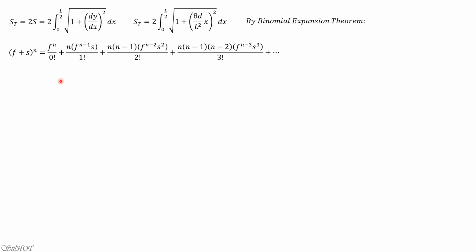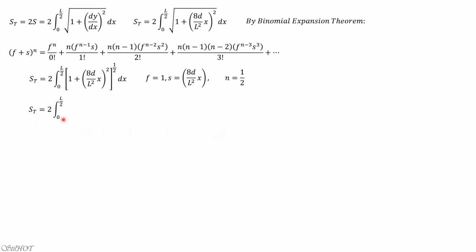then the succeeding terms will be negligible. So simplifying, the first term is f to the n, the second term is, so this is the original binomial, so n is 1 half, so substitute the value of n here and the value of the second term. Because the first term is 1, the second term is 8d over L squared times x, and n is 1 half. So S total equals 2 times integral 0 to L over 2.